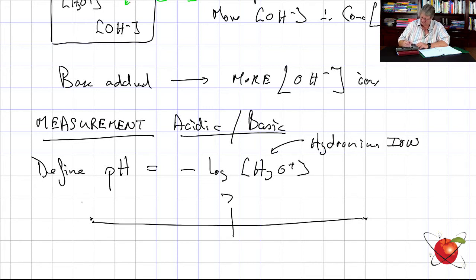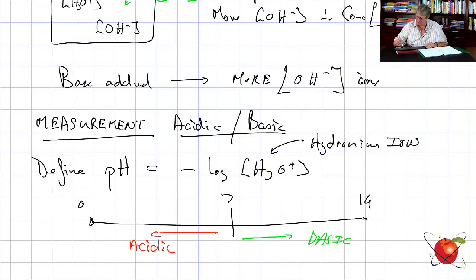Right in the middle is 7, 0, and 14. Okay? This is theory in the textbook. I'm not going to spend a lot of time on it. Down this end, I'm going to use red. This is acidic, and I'll use green on the other side. This is basic.